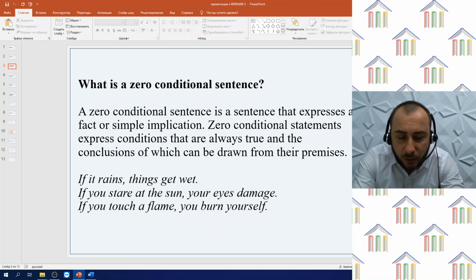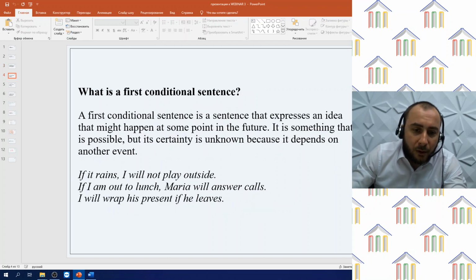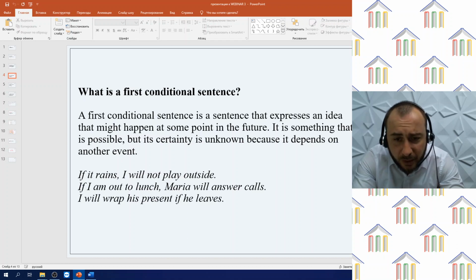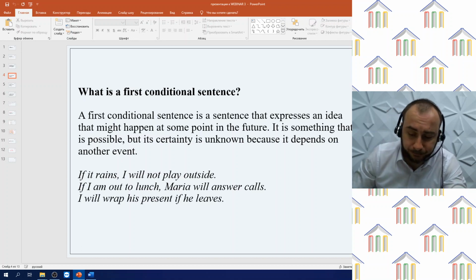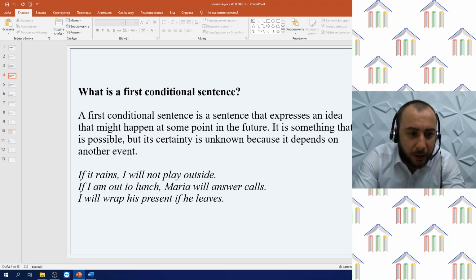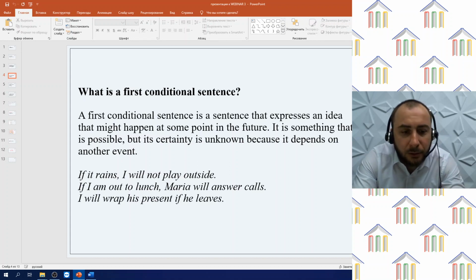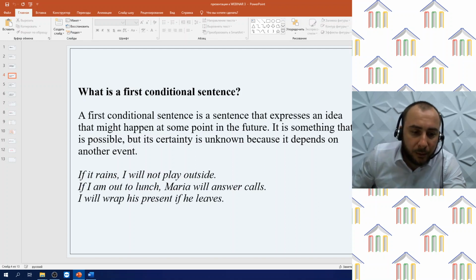What is a first conditional sentence? A first conditional sentence is a sentence that expresses an idea that might happen at some point in the future. It is something that is possible, but it is certainly unknown because it depends on another event. If it rains, I will not play outside. If I am out to lunch, Maria will answer calls. I will wrap his present if he leaves.